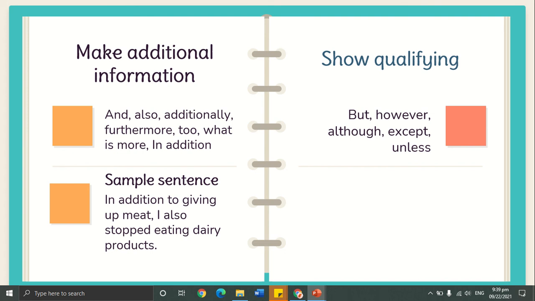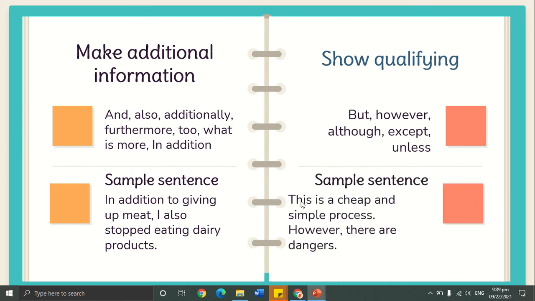These are some words that we use to show contrast: but, however, although, except, and unless. This is yung unang statement positive, yung pangalawang statement negative. Because to show contrast, dapat mayroong slight difference between the two parts of the sentence or the two sentences.